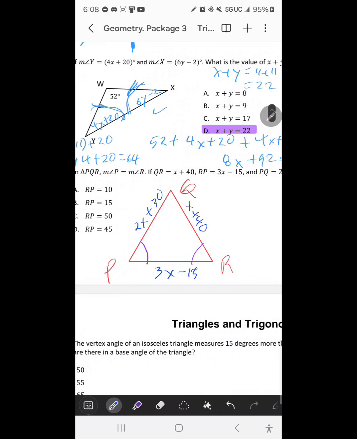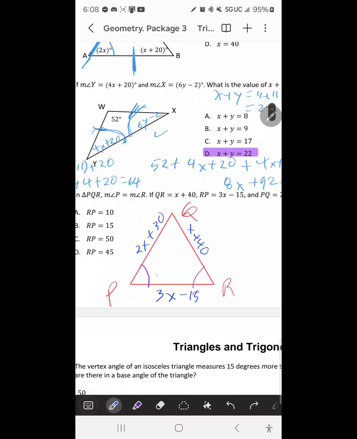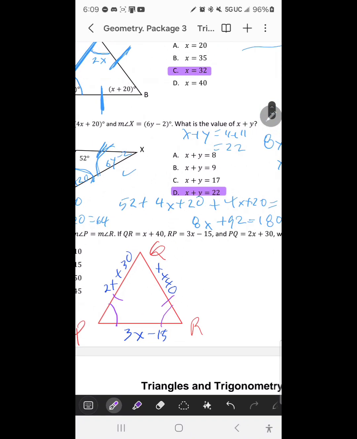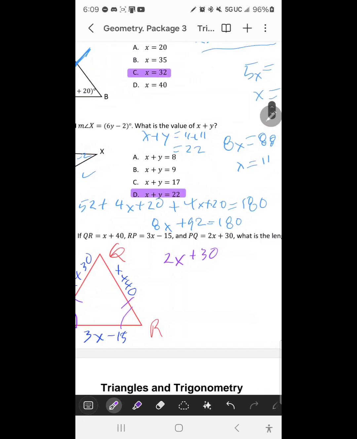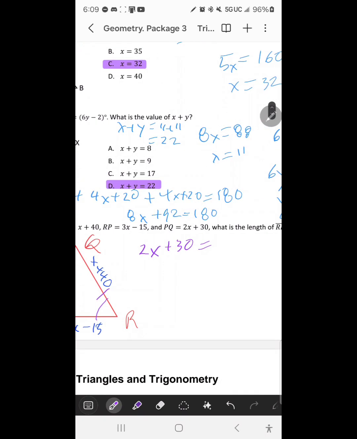So first of all, what we can do is calculate the value of x. Why? Because we know that if these two angles are equal, then we can conclude that this side is equal to this side. Because for two angles inside a triangle to be equal, it has to be an isosceles triangle as well. So basically the same, but they are giving us the angles instead of the sides. So we can say that these two sides are equal, so 2x plus 30 is going to be equal to x plus 40.